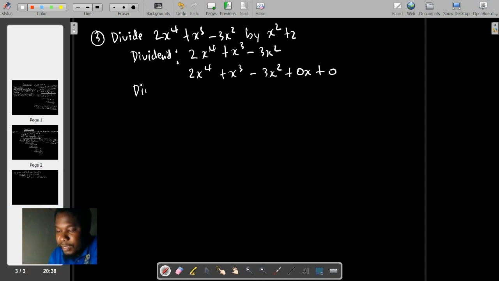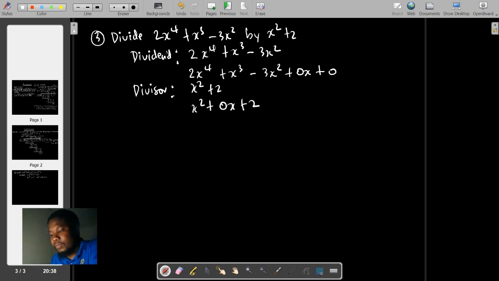Then let's look at the divisor. The divisor is x squared plus 2, and this one also has a missing term with the variable x to the power 1. So we need to include that. It will be x squared plus 0x plus 2, exactly just like that. All right, now let's write our division symbol.